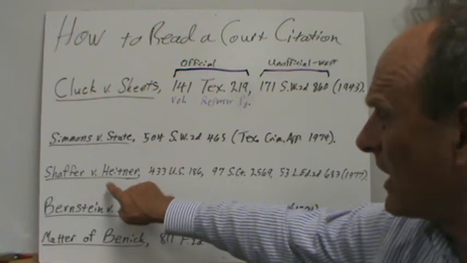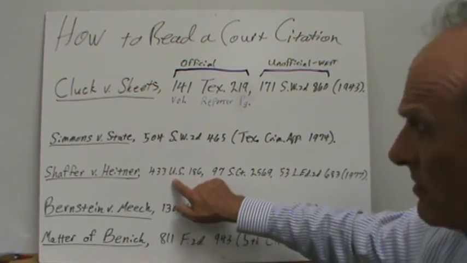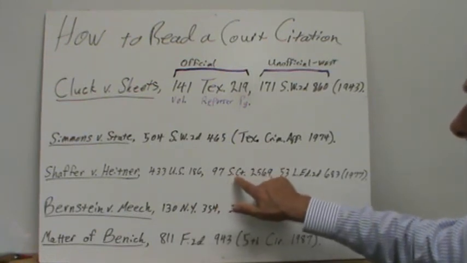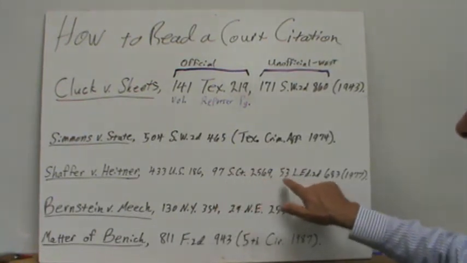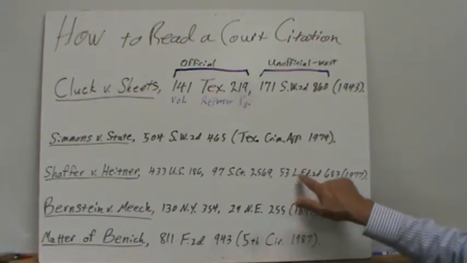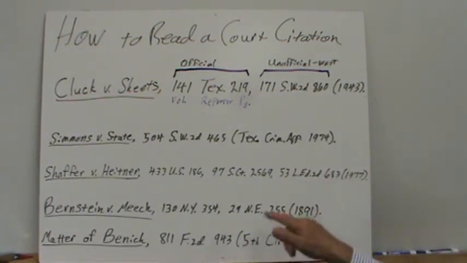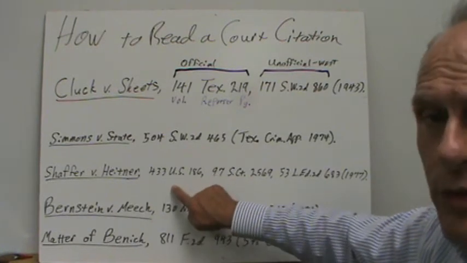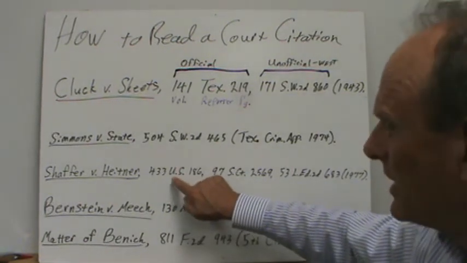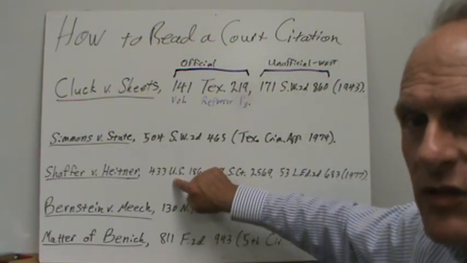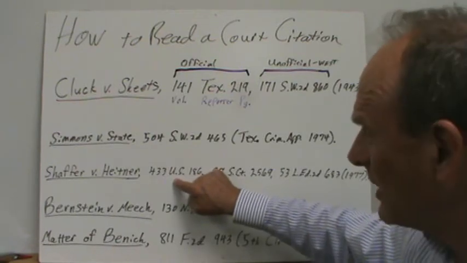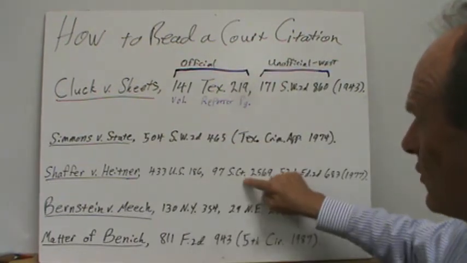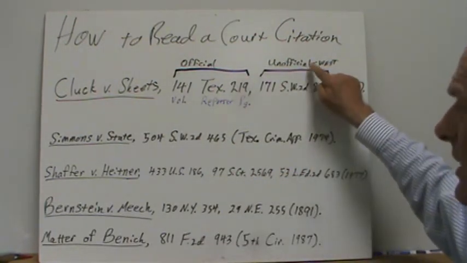Let's look at some of these others. Schaefer versus Heitner, 433 US 186, 97 S. Ct. 2569, 53 L. Ed. 2d 683. What's all that about? Well, after you do your reading, you will recognize that US is the abbreviation for US Reports. And the only thing that's in the US Reports is decisions of the US Supreme Court. Since it's in the number 1 position, it's the official. Everything else after that is going to be unofficial.